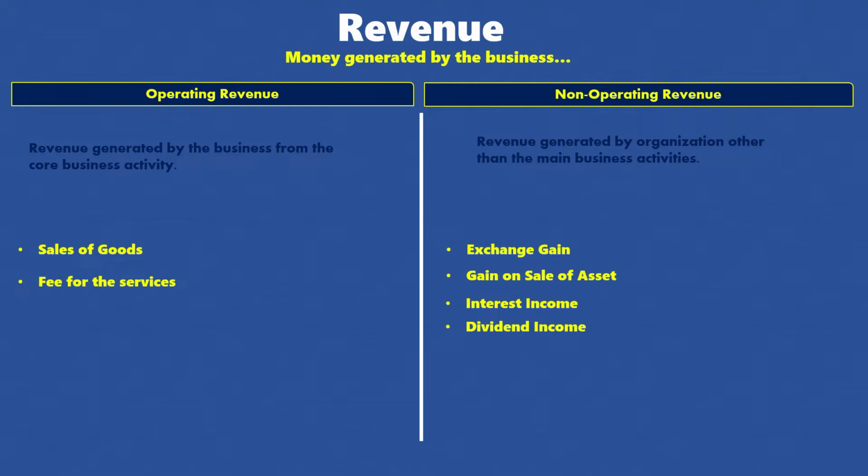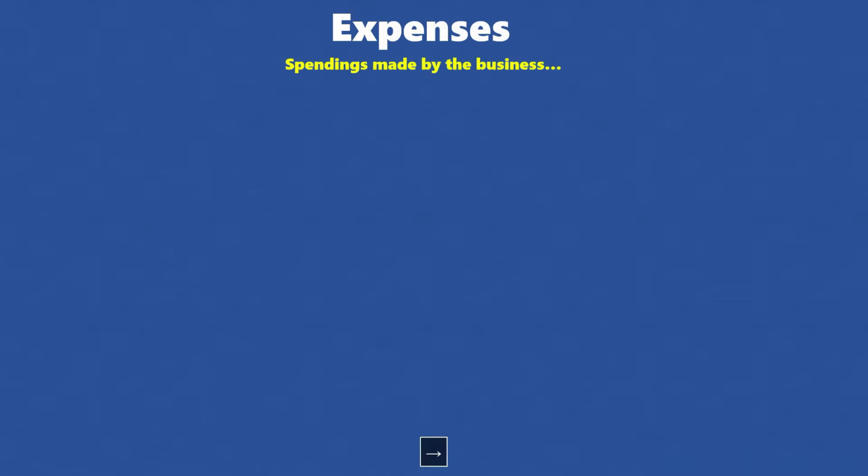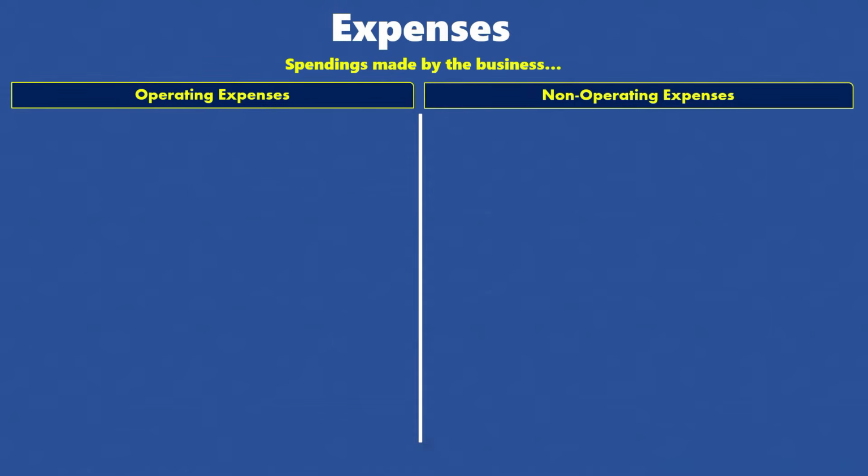Now, just like the revenue, we also need to classify our expenses into operating and non-operating, and let's do that in the next lecture. Now, just like the revenue, we also need to classify the expenses into operational and non-operational expenses. And the main definition is going to be the same. Operational expenses relate to the main business activities, whereas the non-operational expenses relate to other expenses that are incurred other than the main business activity.